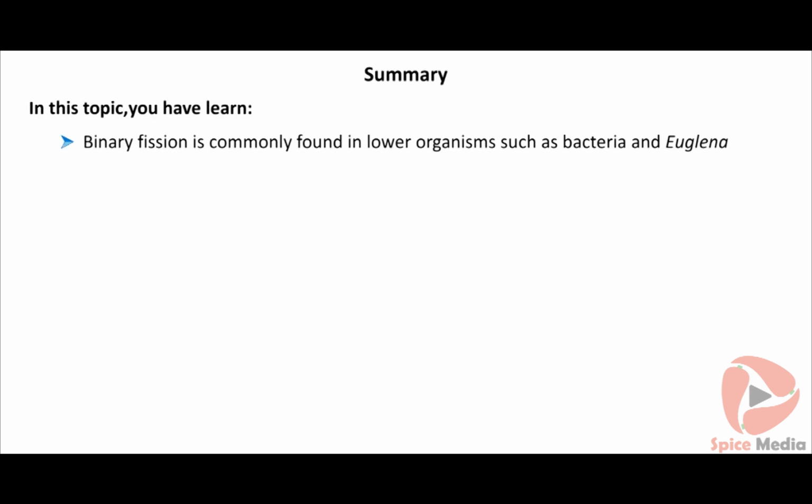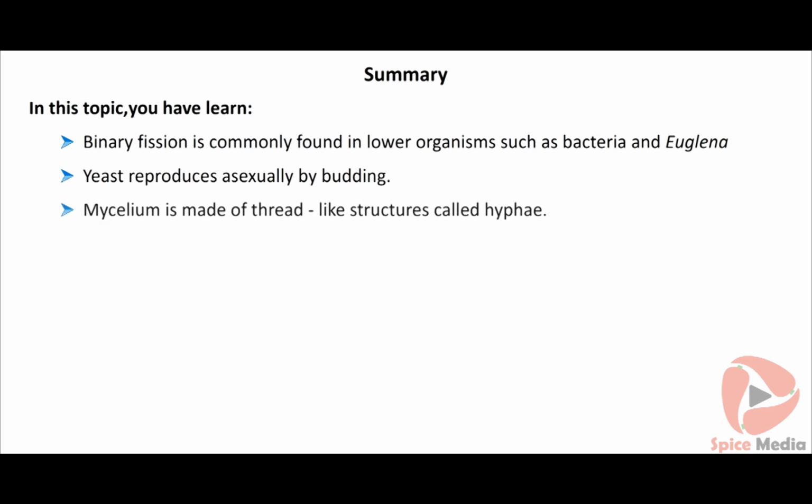In this topic you have learnt, binary fission is commonly found in lower organisms such as bacteria and euglena. Yeast reproduces asexually by budding. Mycelium is made of thread-like structures called hyphae.